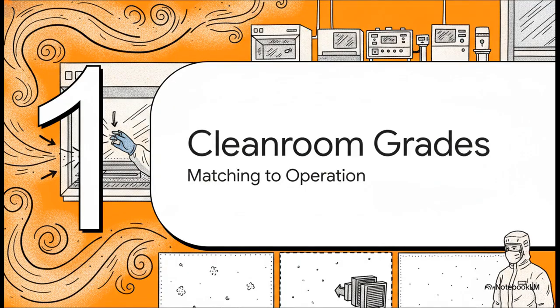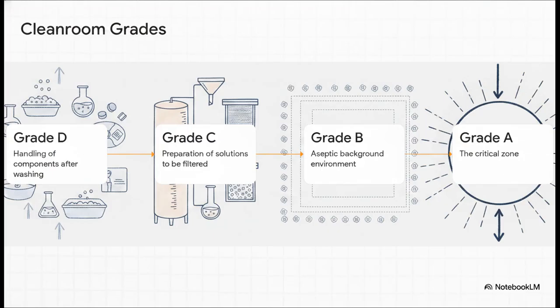Right, Section 1. Cleanroom grades, matching environment to operation. To start things off, we need to define the 4 distinct environments where our sterile operations actually happen. Think of it like a hierarchy of risk. We're moving from the lowest risk environment, grade D, which we'd use for handling components right after washing, up through grade C, where you might be preparing solutions that are going to be filtered later.